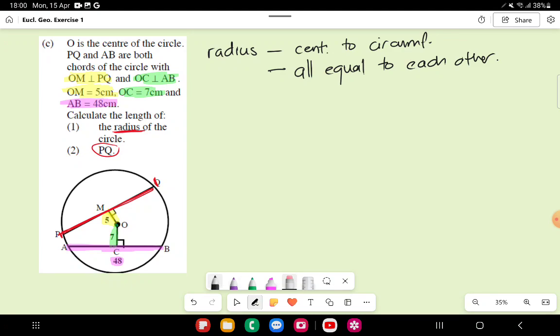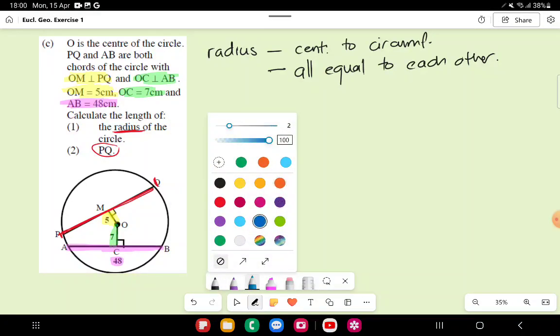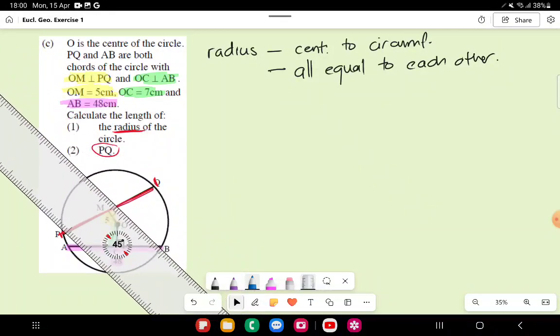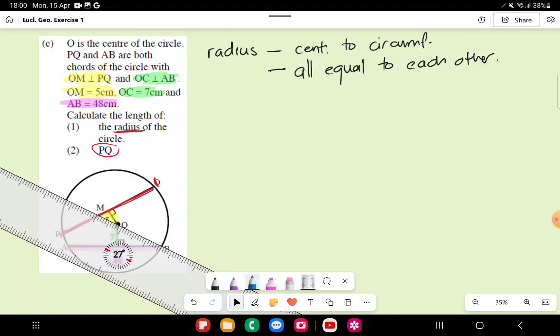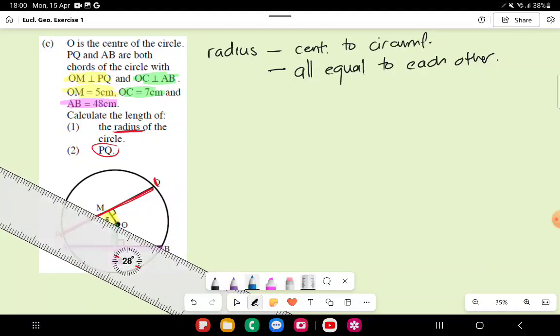So let's do our radii. Let's change our color pen. Okay, let's go with blue. We're going to draw nice blue radii, and I'm going to use this ruler, and I'm going to go from the center, and I am going to go to that. So there's one. Let's make it nice and big. This is going to be my first radii.